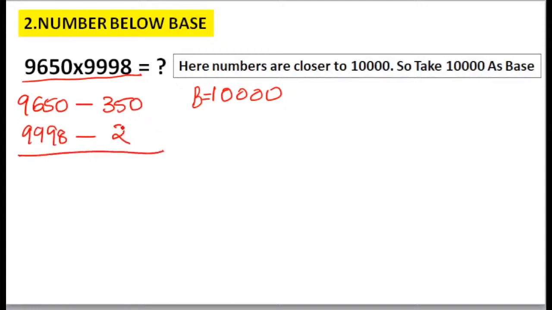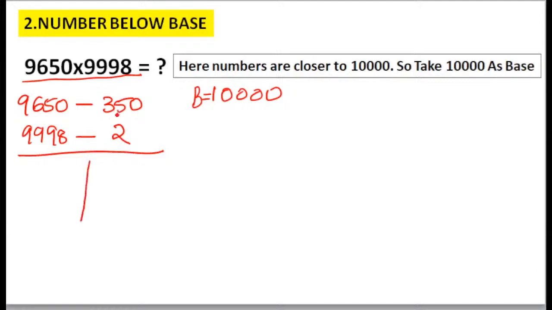In the first method, both the numbers were above the base, so we used the positive symbol. Here the numbers are below the base, that is, both these numbers are lesser than 10,000. That's why we use the negative symbol. So this concept is the same. We just think about whether the numbers are greater than or less than the base.